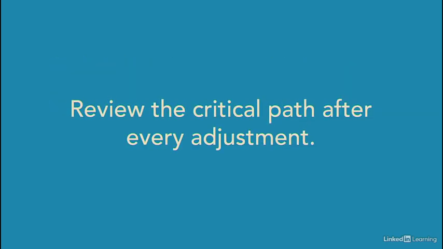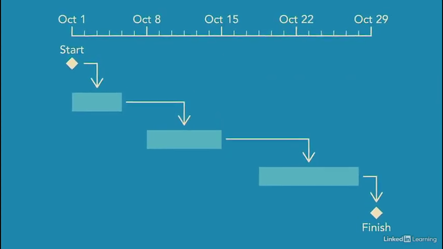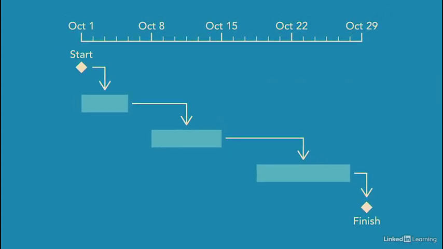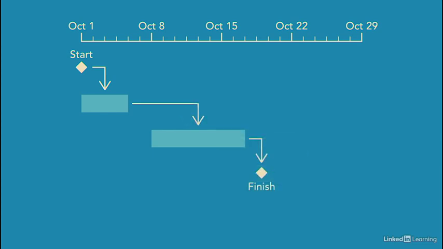Keep in mind, you review the critical path after every adjustment. An adjustment could change the critical path. You want to make sure the next task you work on is still on it. The third method for shortening a schedule is to cut project scope. If the tasks for deleted scope are on the critical path, cutting scope shortens the schedule.